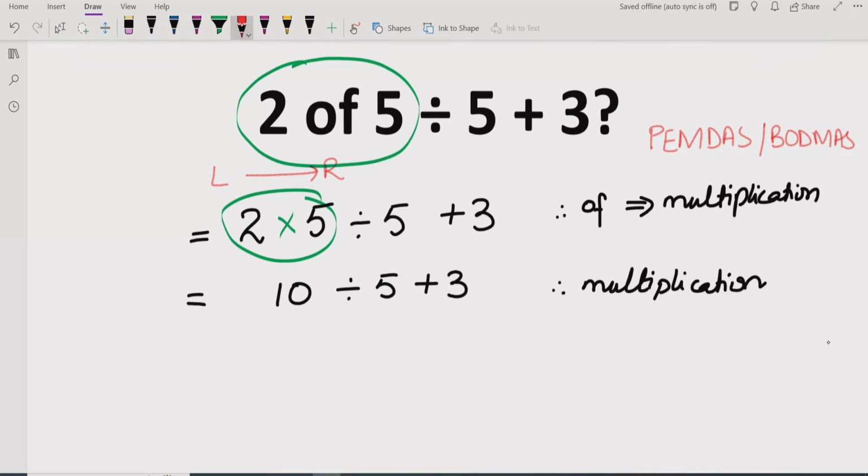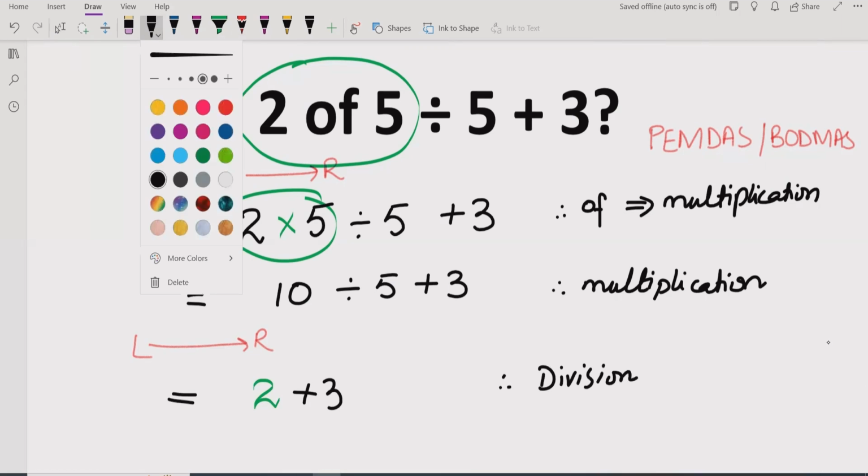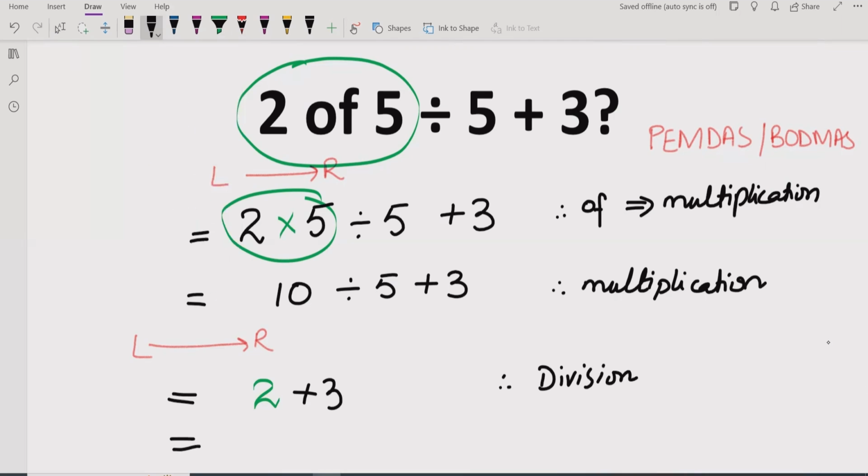Again, we will go left to right. And here we have 10 divided by 5, which means 2, plus 3. So here we did the division. And in the end, we have left to right and add both of them. So 2 plus 3 is 5. So the answer of this expression is 5.